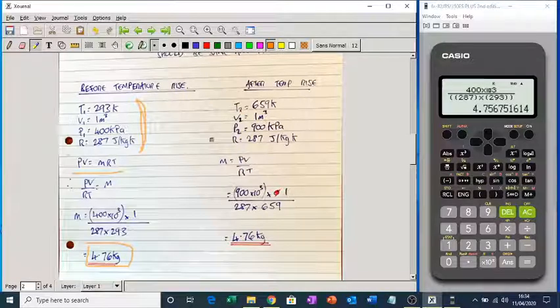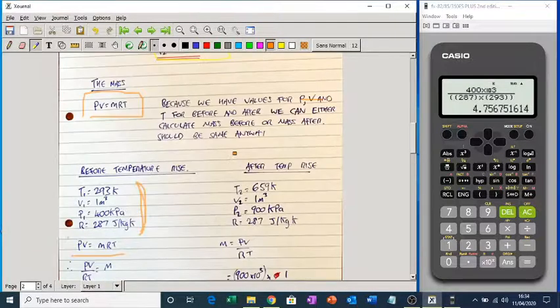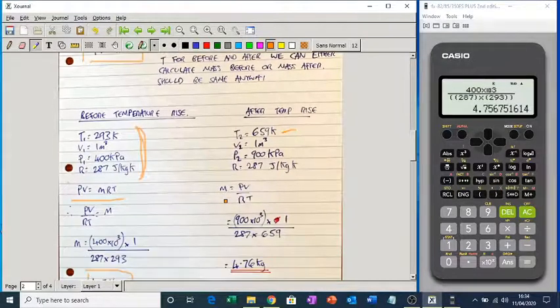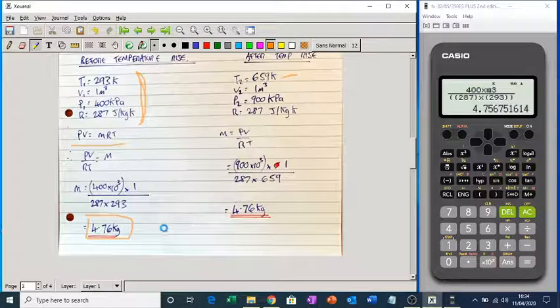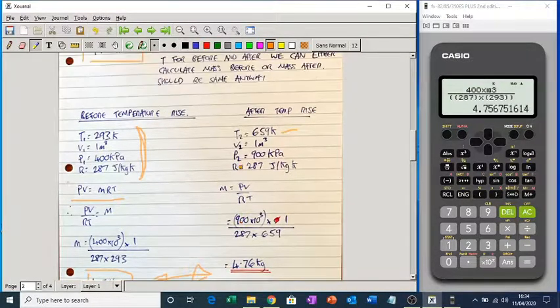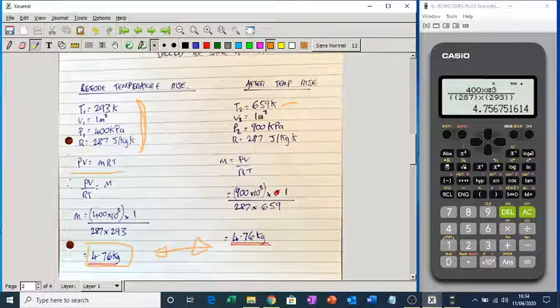Now I'll just use this side because you can use it to check. If you wanted to check that this T2 is correct, and if you use it to find the mass and you get the same answer, then you can be confident that this is correct. So same formula. So the pressure now after is 900. The volume is the same because it's constant. R is going to be the same and the temperature is going to be 659.